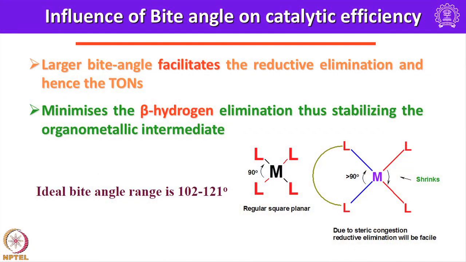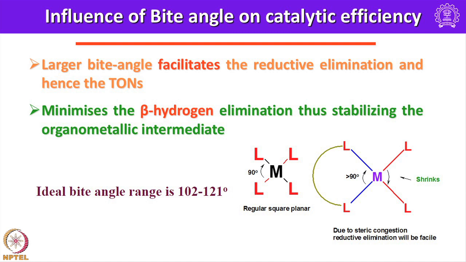Okay. And another aspect is bite angle. So the influence of bite angle on catalytic efficiency is also very important. For example, if you look into a typical square planar complex, the bite angle will be 90 degrees. On the other hand, if you take very bulky phosphines, what happens? They occupy larger space. As a result, these two will come very closer to each other.